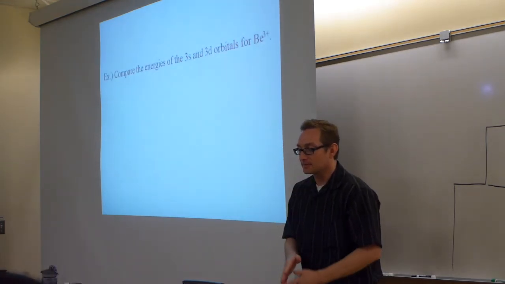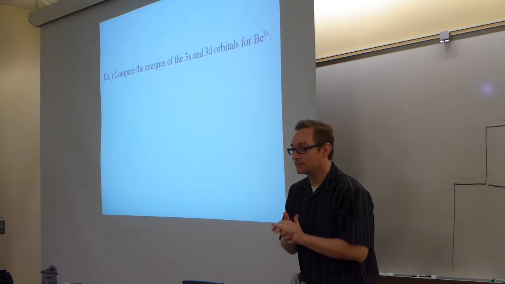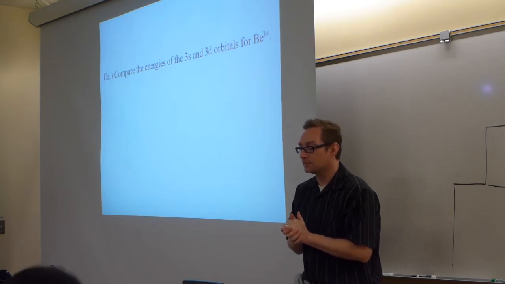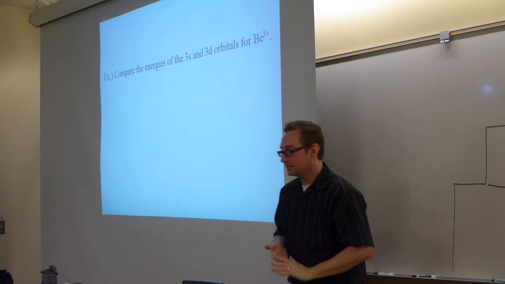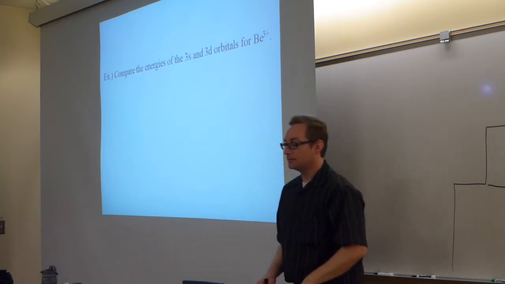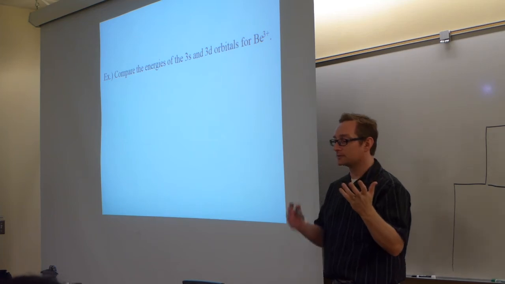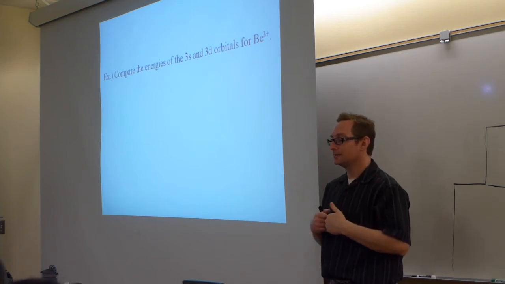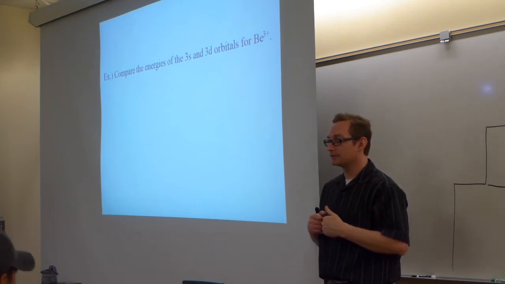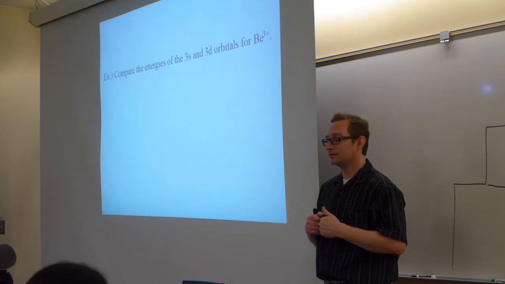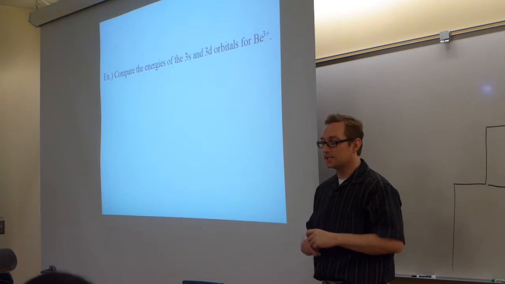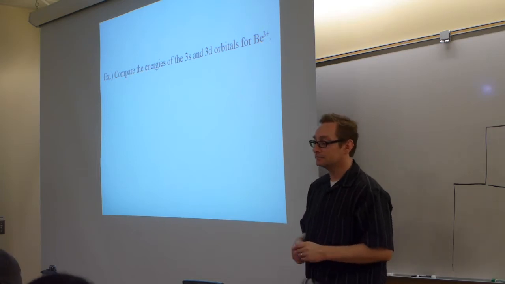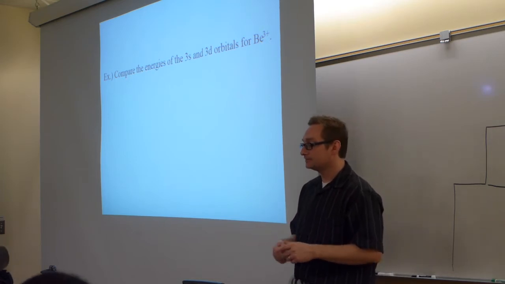So here's a sample problem. Compare the energies of the 3s and the 3d orbitals for beryllium 3+. So we have beryllium 3+. We're comparing two different orbitals in the same atom. So which one is going to be higher in energy, the 3s or the 3d? The 3d will be higher. Simple as that, right? We're in the same atom. If it's in the same atom, actually, you would think it would be higher.